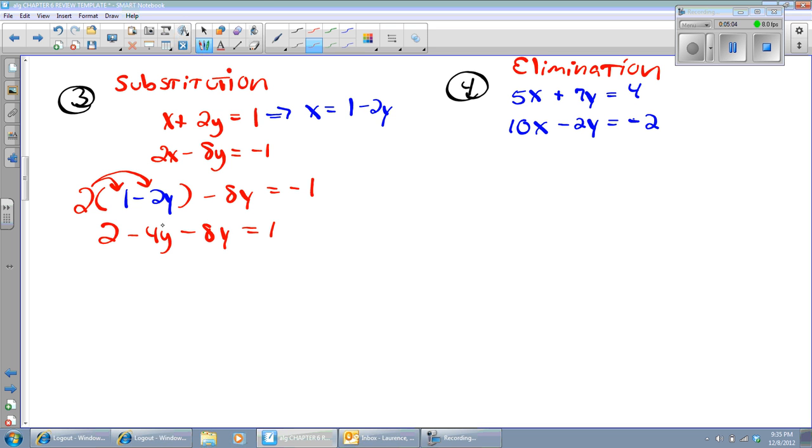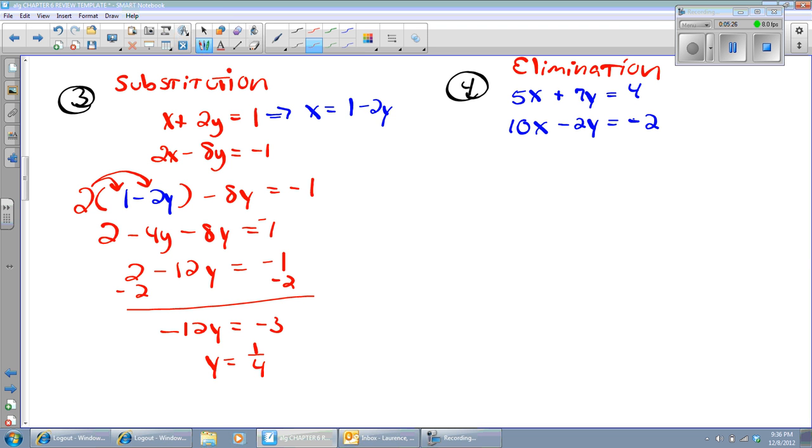I'm going to combine these like terms here. We'll get 2 minus 12y, and that'll equal negative 1. Subtract 2 from both sides, and I'm going to get negative 12y equals negative 3. Looks like y is going to equal positive 1/4. And then to figure out x, I'm going to take that and plug it in right there.